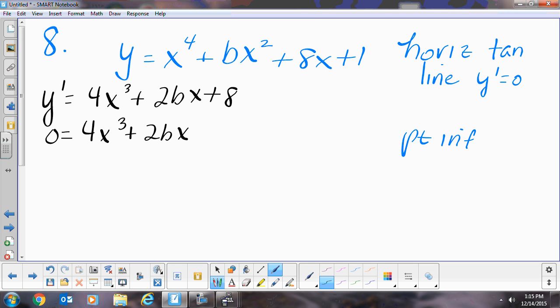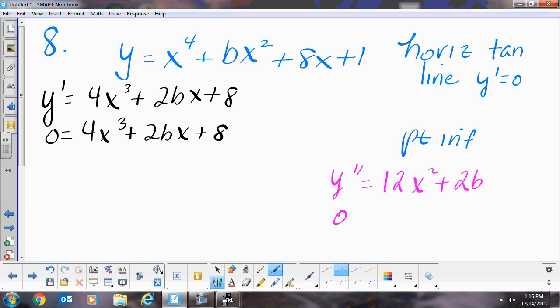Because I've got 2 variables. All right. How do I get a point of inflection? So now we're going to come over here and we're going to do a second derivative. What's the second derivative? 12x squared plus 2b. Now, points of inflection occur when?